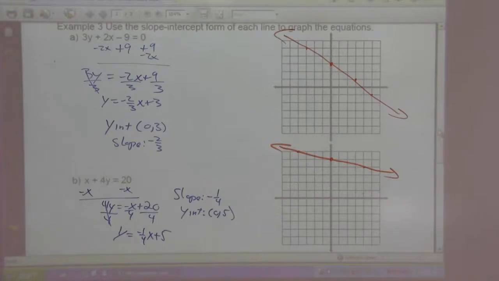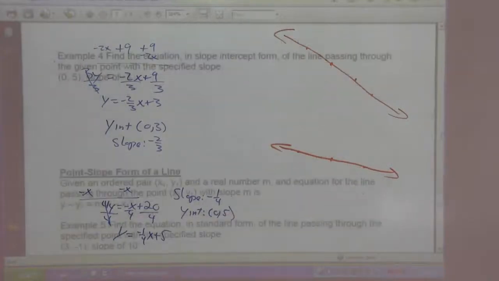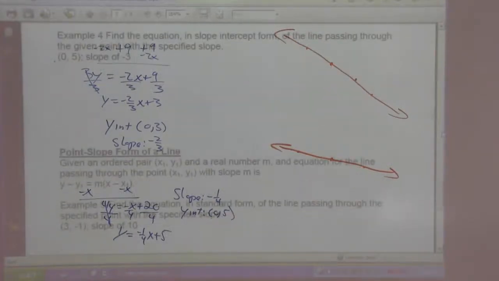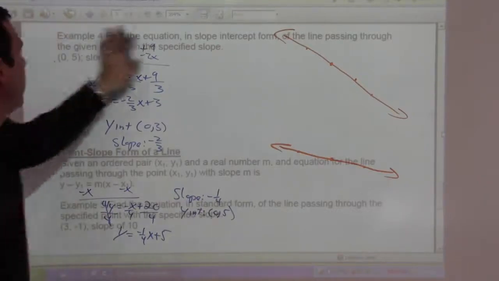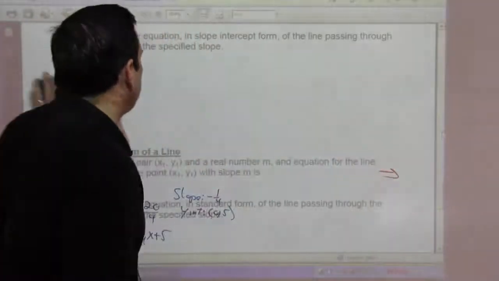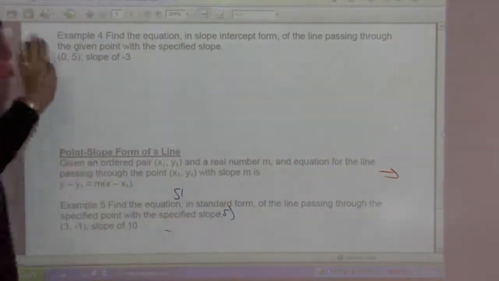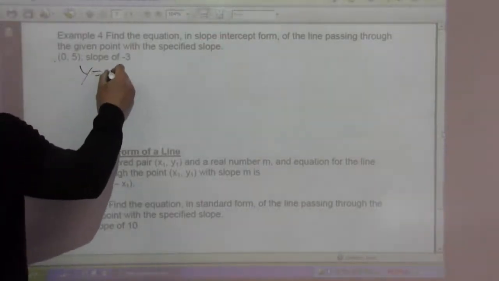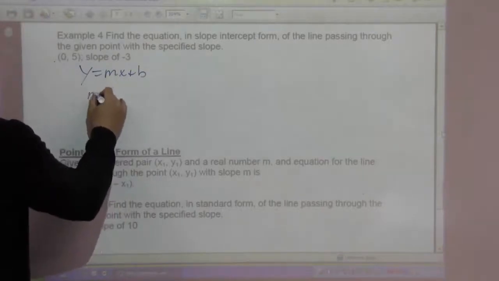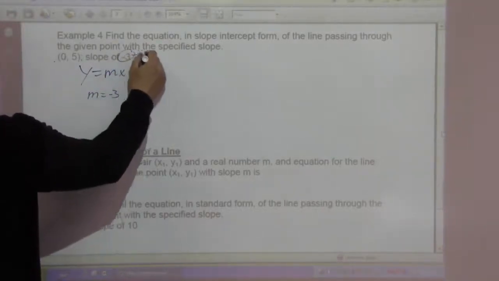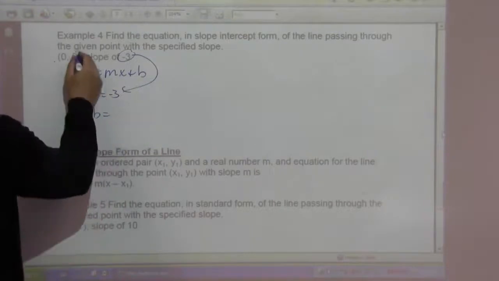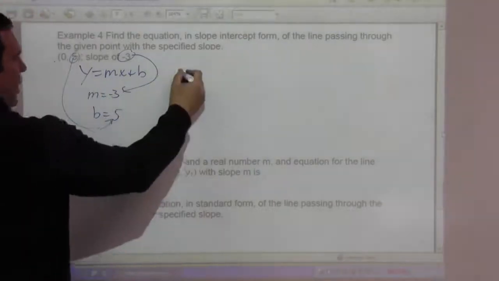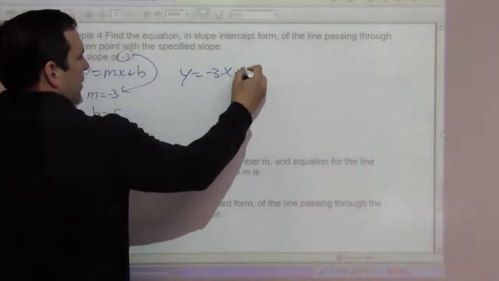We're going to go on to the last page. Got 3 examples here. Find the equation in slope-intercept form of the line passing through the given point with a specified slope. We're going with y equals mx plus b. Now our m is negative 3, and our b must be the 5. So this will be y equals negative 3x plus 5.